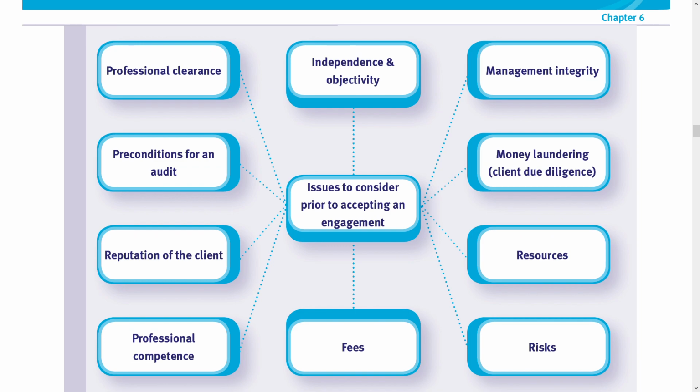Next, issues to consider prior to accepting an engagement. Before you take an engagement, what are the issues that you have to consider? All these boxes. You have to see the fees, you have to see the risk, you have to see the resources, you have to see the money laundering, whether the client is involved in money laundering or not. Before that, you have to do the client due diligence. You have to identify management integrity, independence and objectivity of the entity engaged.